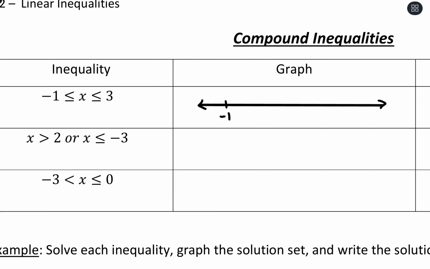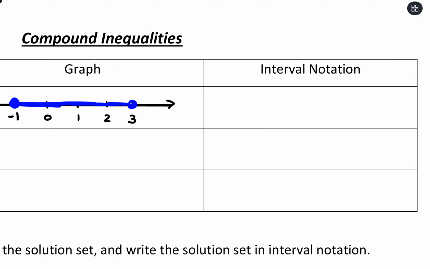So let's go -1, 0, 1, 2, 3. And at -1 we'll have a solid circle. At +3 we'll have a solid circle. We have everything in between. So x is more than or equal to -1 and x is less than or equal to +3. So both of those things are true. And for our interval notation, we're going from -1 to +3, and we're including both of those values. So we'll use square brackets.